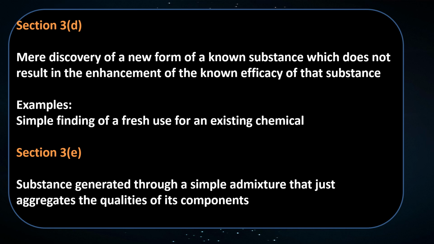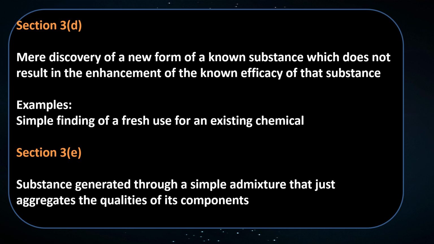If a chemical was already existing and being used for some purpose, but then someone found out a new use of that same chemical which was not known before, even in that case it's not patentable, because it falls under section 3D.